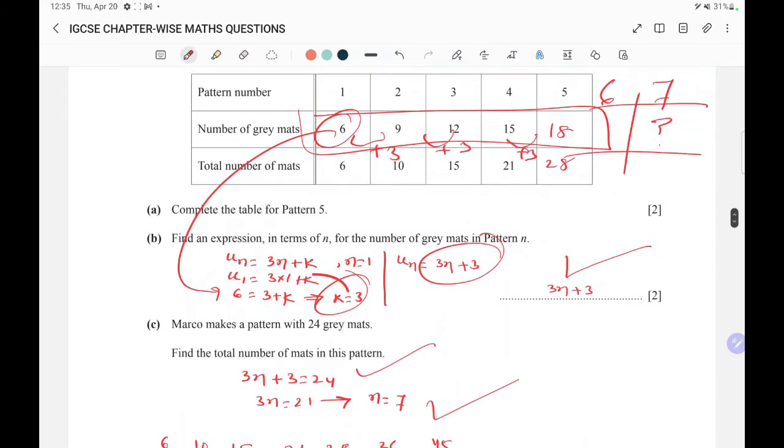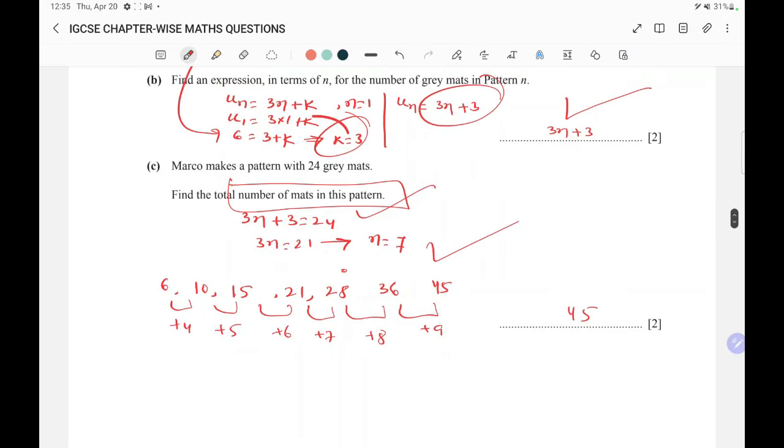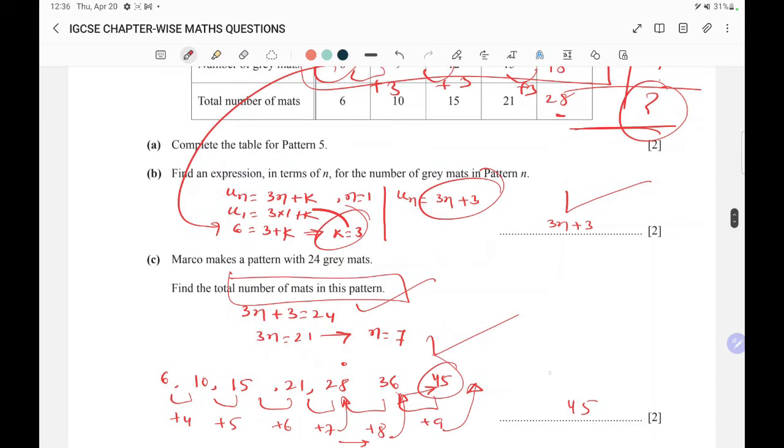So 5th was 20, 5th was 18. Find the total number of mats. Okay, so I need to find this part here. So the 5th is 28. So this is 28, right? Now 4, 5, 6 and 7. If you add 7 here, then you will get 36, and then you have to add 8. Now again add 8 to 36 to get 45. If you add 9, you will get the next term, but we don't require it. We need to get this result. So that should be 45.